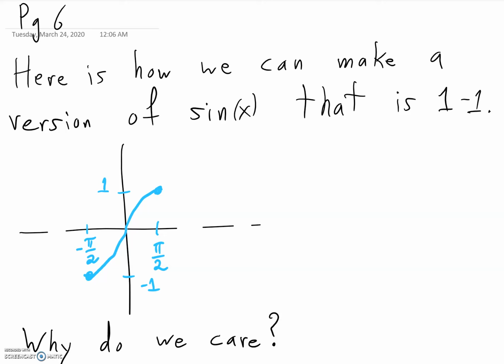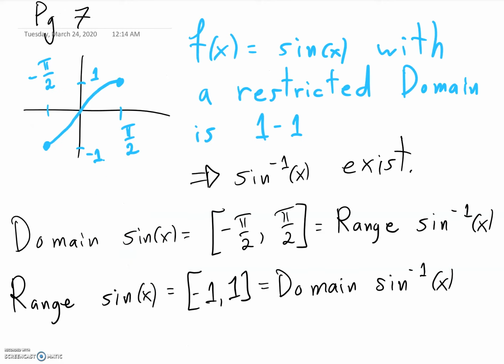Why do we care? With this restriction of sine of x, we now have an inverse function for sine of x. That inverse function is denoted by sine to the power of -1 of x. This is called the inverse sine function. It is also referred to as the arc sine function.